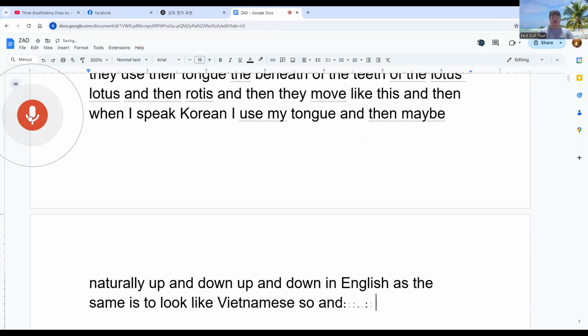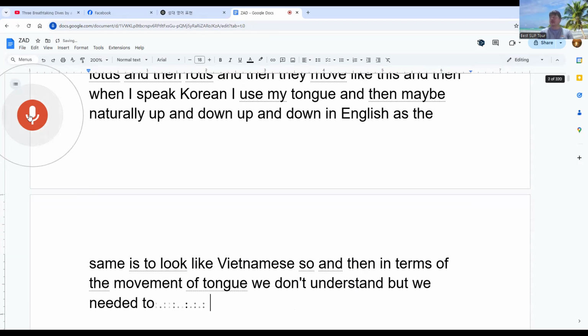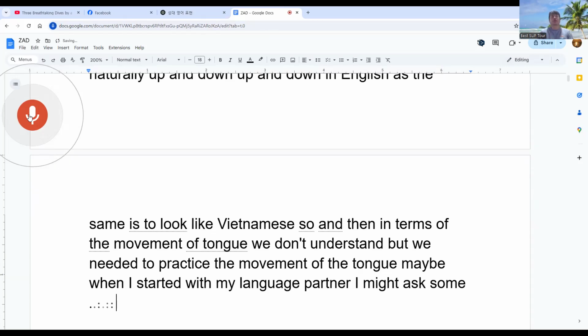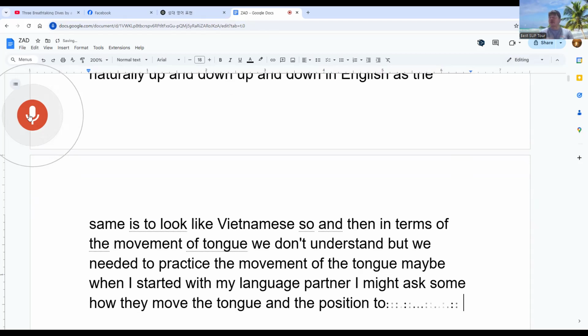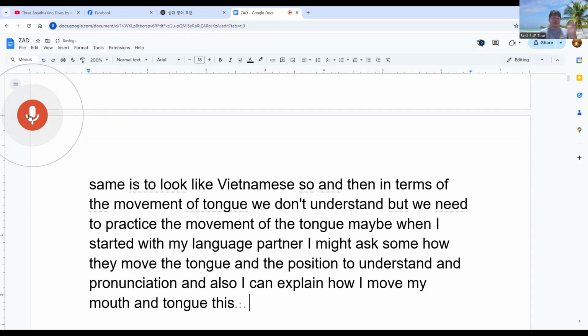In terms of the movement of the tongue, we don't understand, but we need to practice it. Maybe when I study with my language partner, I might ask how they move the tongue and its position to understand the pronunciation. And I can also explain how I move my mouth and tongue. This is a very important part.